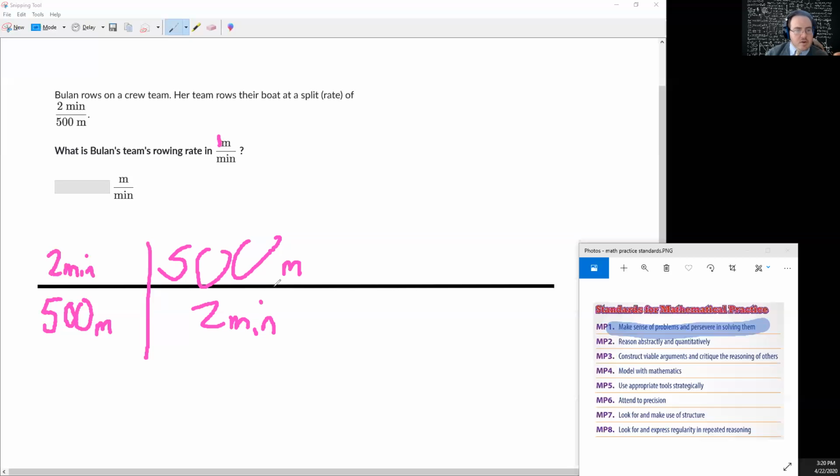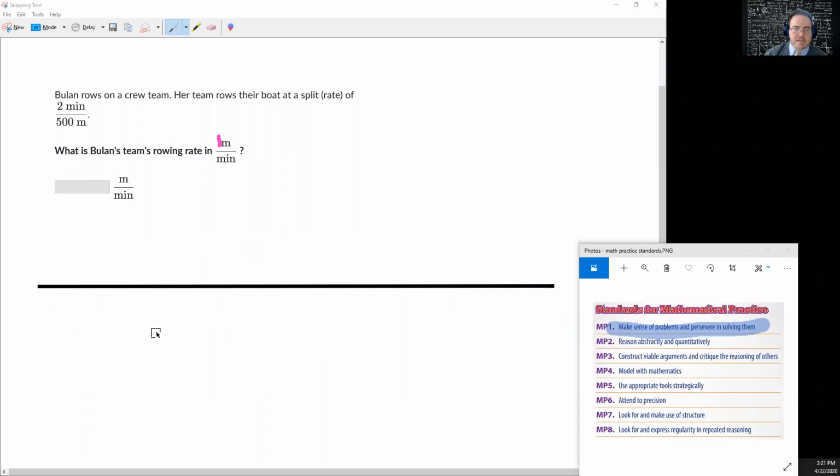Okay, so we put the meters on top and the minutes on bottom. Easy enough. And then 2 minutes. Oh man, I don't even think we need dimensional analysis for this. Let me stop, it's making it way too complicated. If we can keep it simple, let's do so.